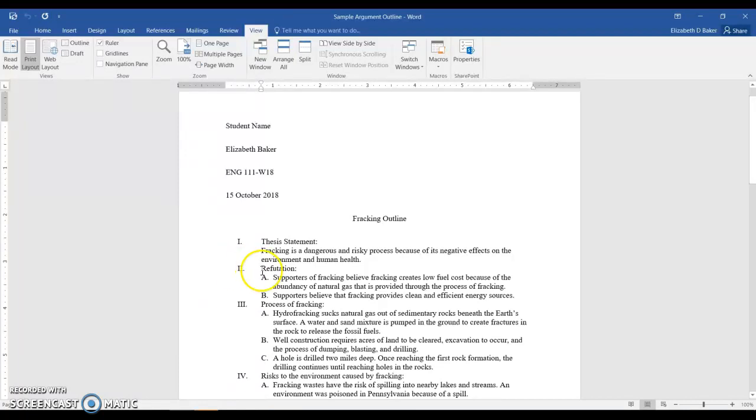So her refutation says supporters of fracking believe fracking creates low fuel cost because of the abundancy of natural gas that is provided through the process of fracking. Supporters believe that fracking provides clean and efficient energy sources. So she's acknowledging that there's another side to the argument.